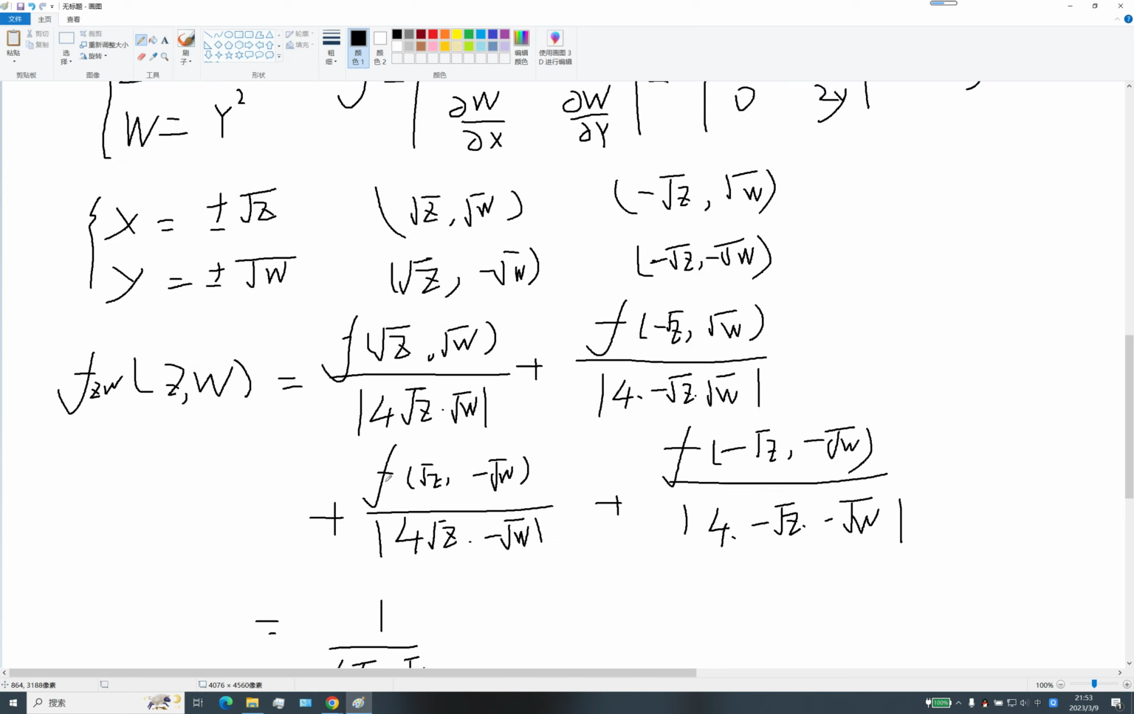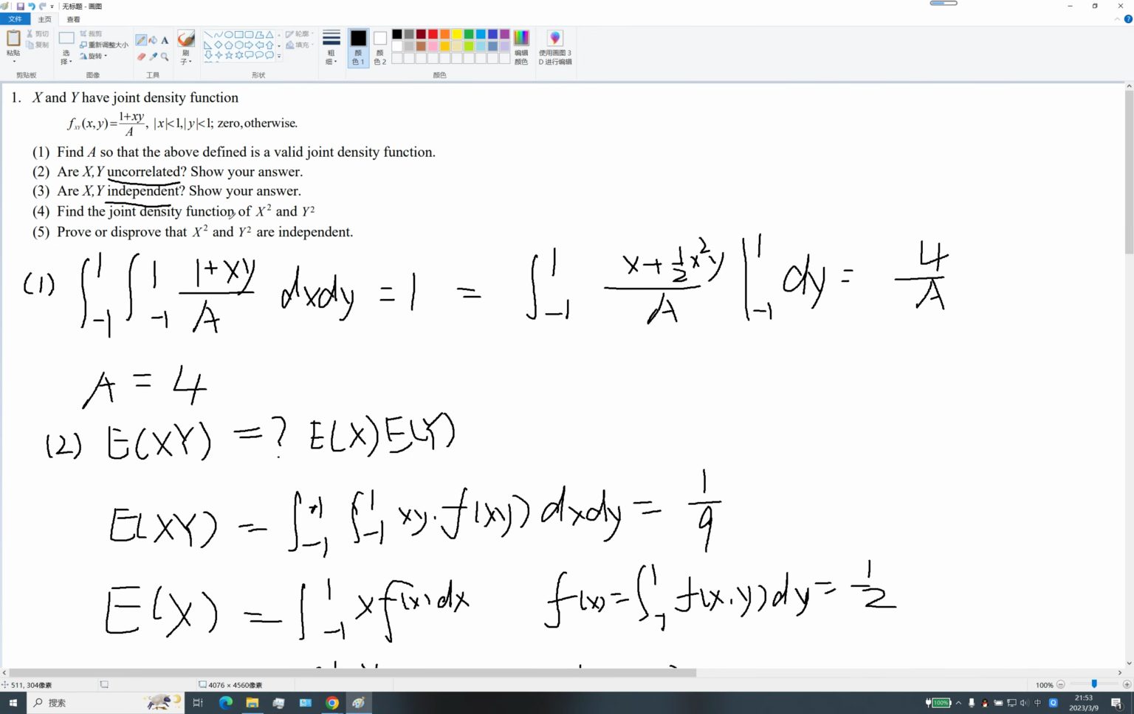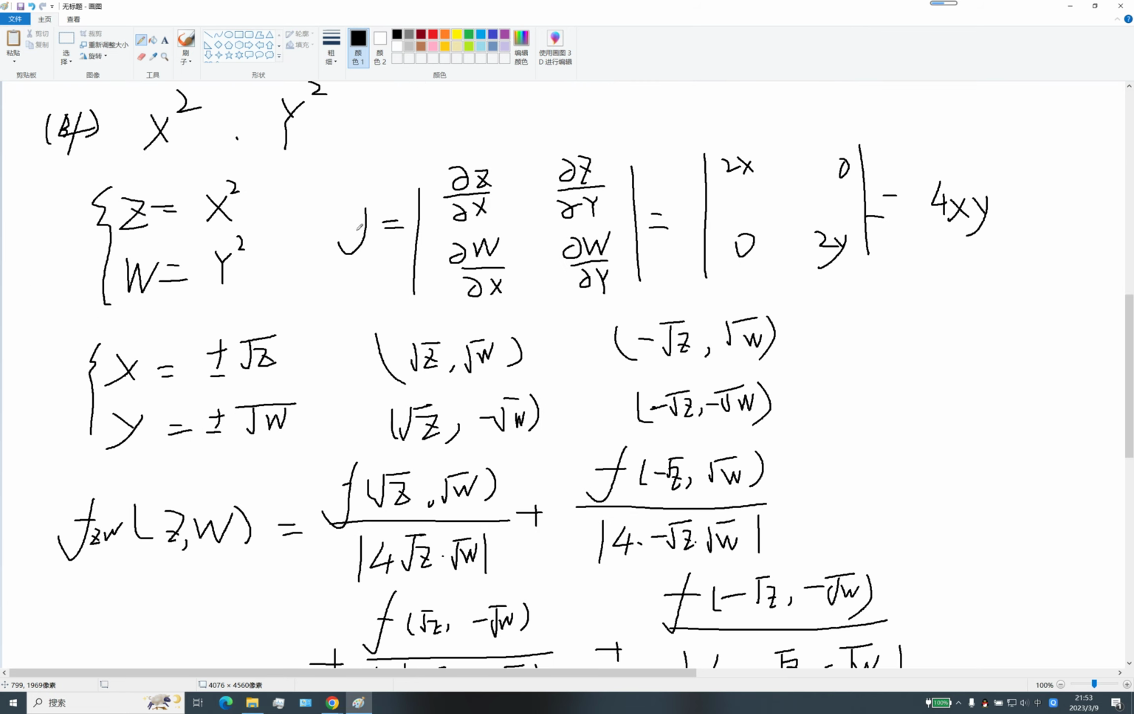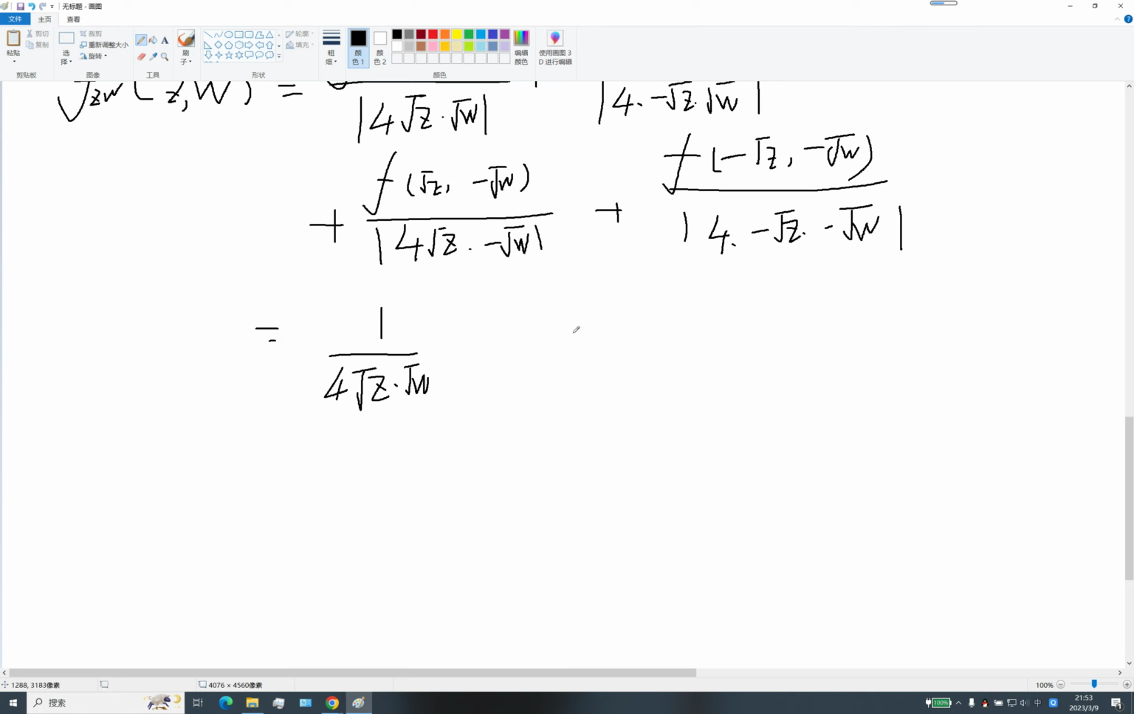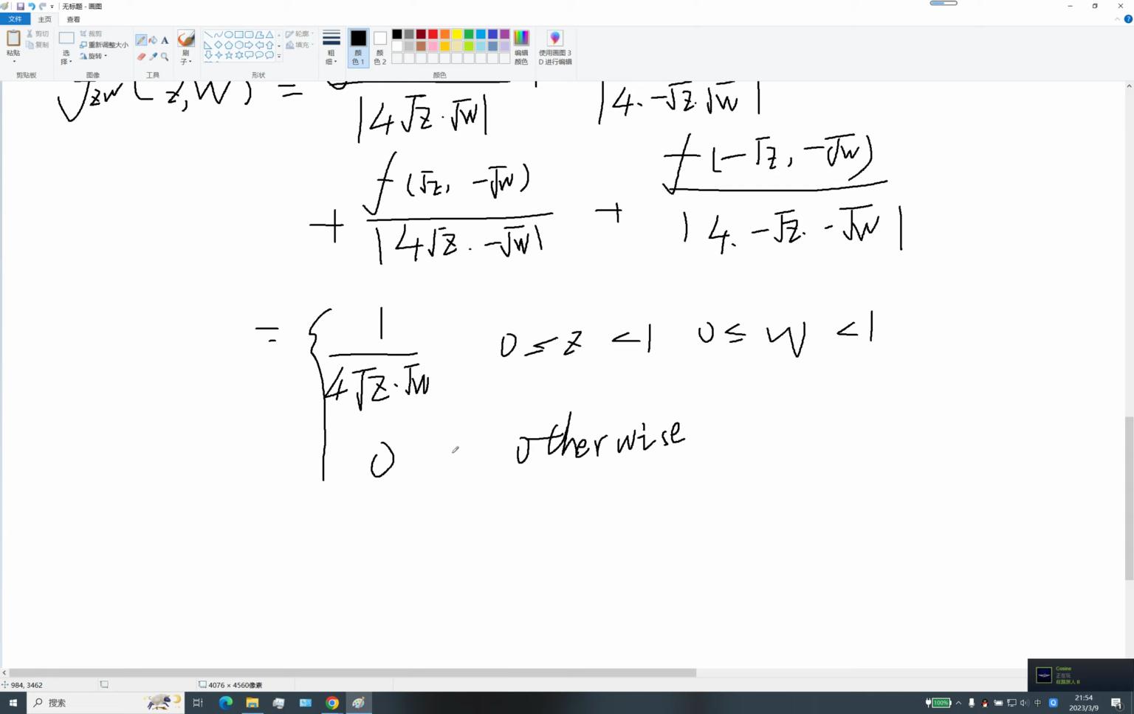So we know that the joint density function of X squared and Y squared is this one, for z between 0 and 1 and w between 0 and 1, and it is equal to 0 otherwise, because x and y are between 0 and 1.